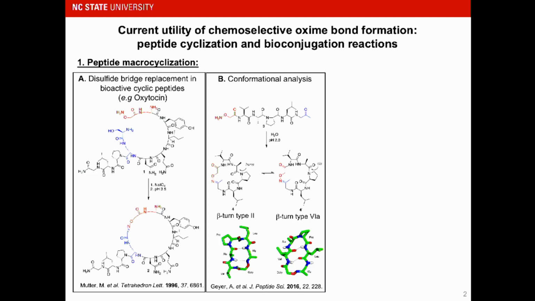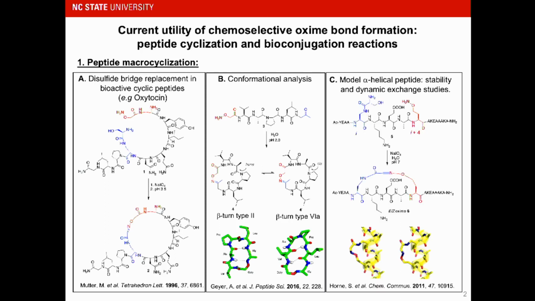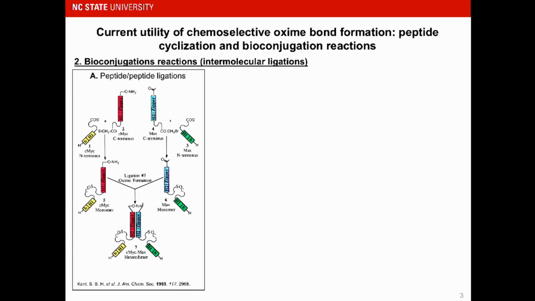Some more recent work has shown that macrocyclic oxime-bridged peptides can tolerate secondary structures such as beta turns, and work of Seth Horn here shows that you can stabilize macrocyclic alpha helical conformations in peptides and increase the melting temperature if you incorporate these unnatural amino acids at the i and the i+4 positions.